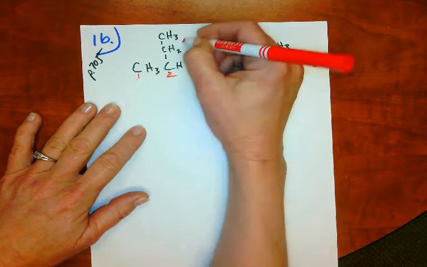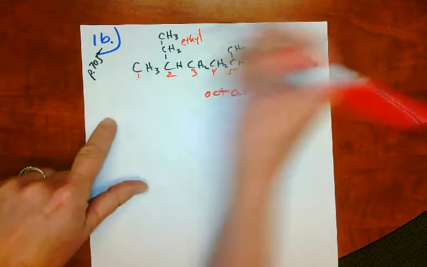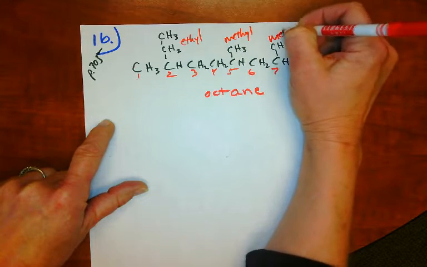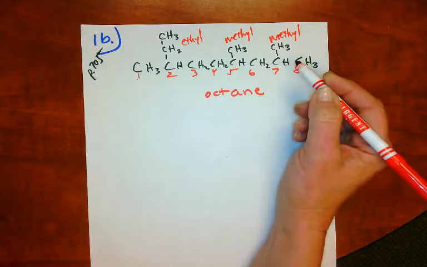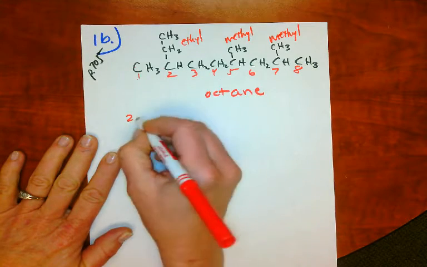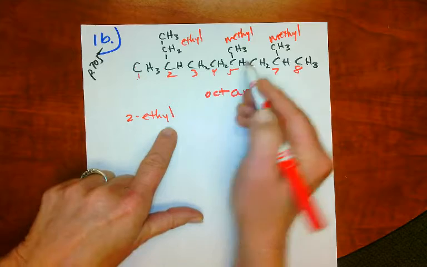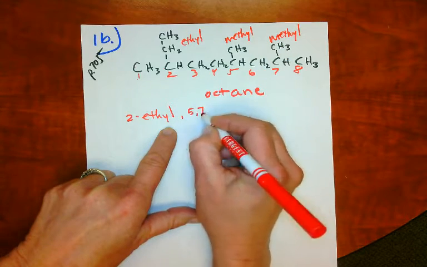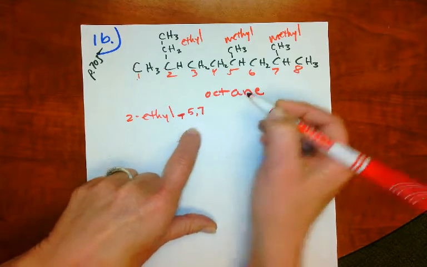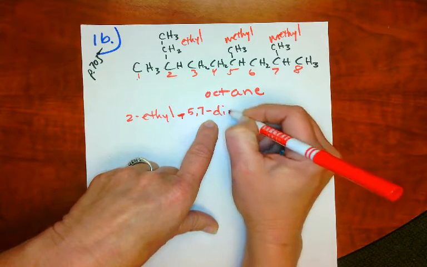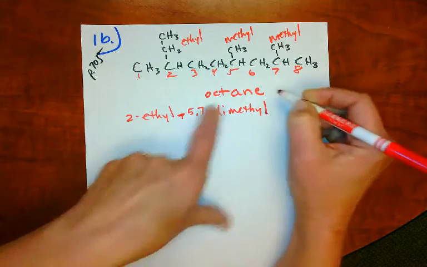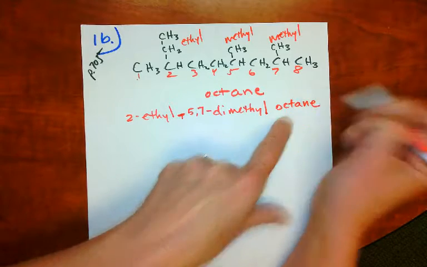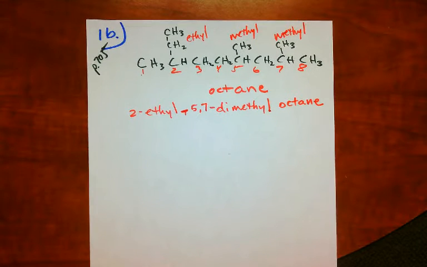I have an ethyl group here on carbon 2, and methyl on carbon 5, and another methyl on carbon 7. And so I'm going to number this one 2-ethyl. And it's going to be di. There's 2 methyls, so it's going to be 5, 7. 5 and 7. Oh, sorry, a hyphen. And that's going to be dimethyl, because there's 2 methyl groups. And then our octane. And the octane is single bonded. There's no double bond, so I don't have to number it. It's just octane. So 2-ethyl-5,7-dimethyloctane.